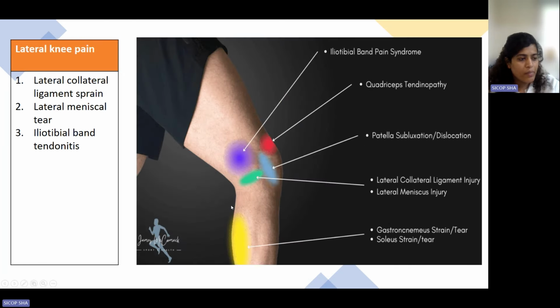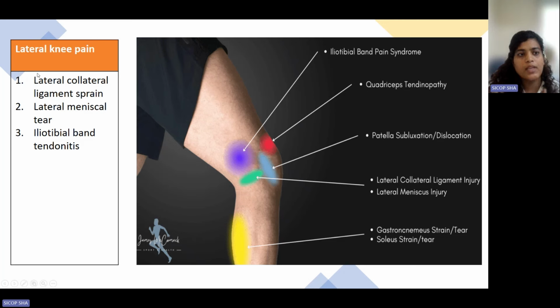Coming to the lateral compartment of the knee, it is mostly seen in athletes, and to be very specific, mostly in runners. The most common cause of lateral knee pain is IT band friction syndrome. With repeated knee flexion and extension, the IT band wraps around the lateral femoral epicondyle, which leads to IT band friction syndrome.